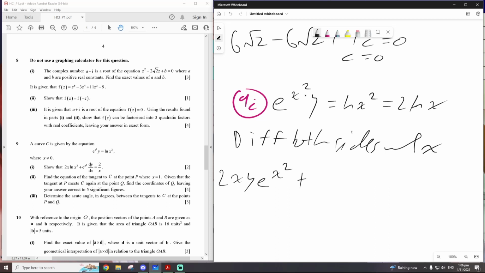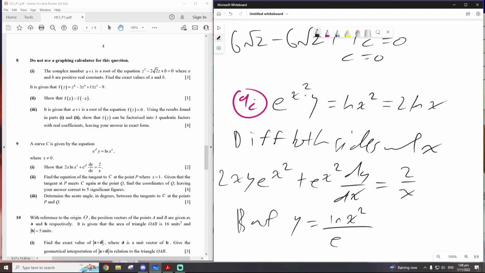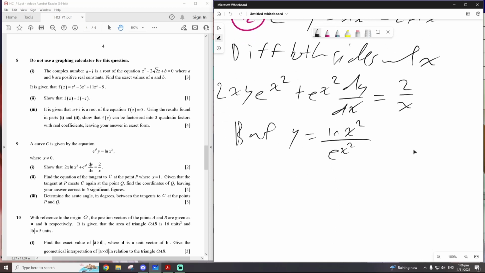Then I keep the e power x squared and differentiate y, so that I get e power x squared dy dx. And if I differentiate 2 ln x, I get 2 over x. Okay. But take note, y is ln of x squared divided by e power x squared. No y there. Okay. So replace y at the top by that, so that I get 2x ln x squared, and the e power x squared cancels out, so that I get plus e power x squared dy dx equals 2 over x.